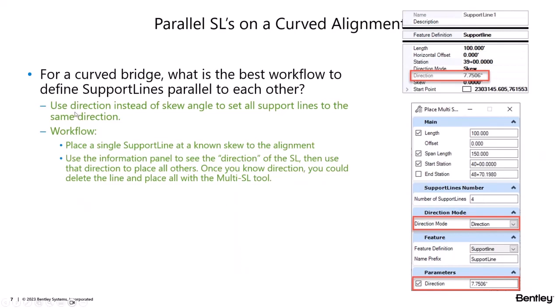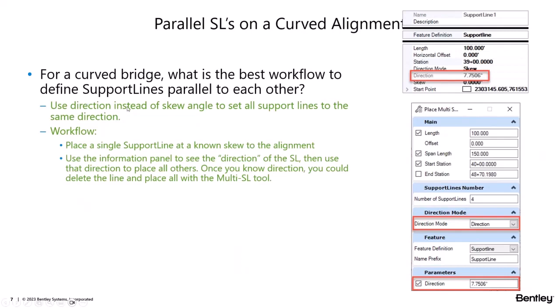What I typically do is, usually you'll know a skew angle for a particular support, whether it's the very first one, the very last one, maybe a middle support. You know you want that at a certain angle to the alignment itself, and you want all the others parallel to that. Well, we do have a parallel tool, but if you have a pretty sharp curve, it's probably not going to be a great way to go.